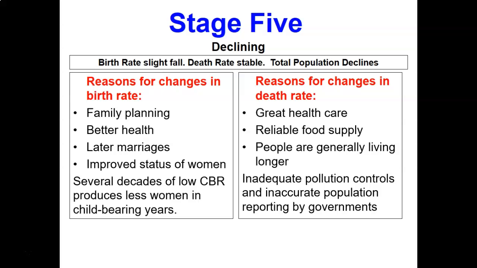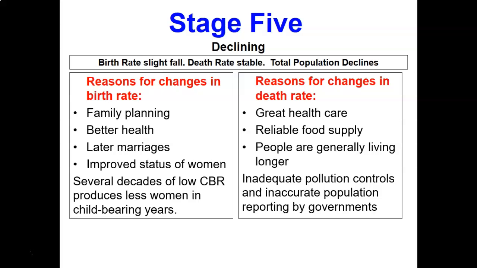All right. But if you look below that, you look at several decades of low CBR. With the crude birth rates that are extremely low in these countries, they produce fewer women over decades of these low birth rates. So as fewer and fewer babies are being born, half of those babies are women on average. And what we're seeing is if fewer women are born, because the birth rates are down, there's fewer women that are going to give birth later on.